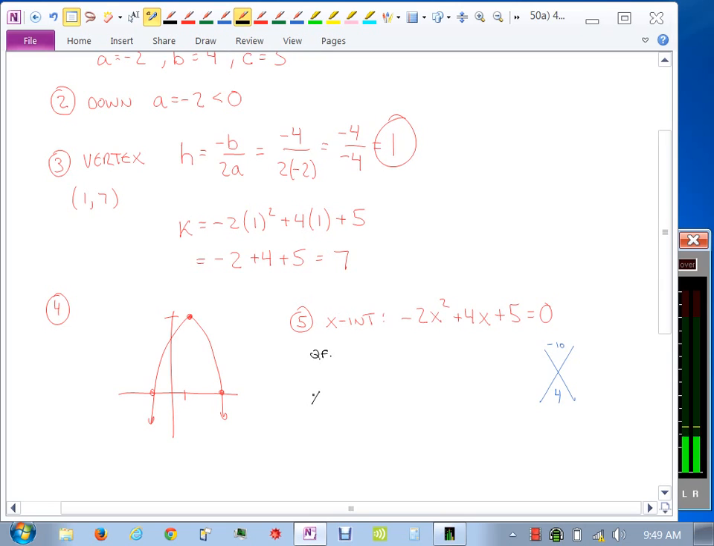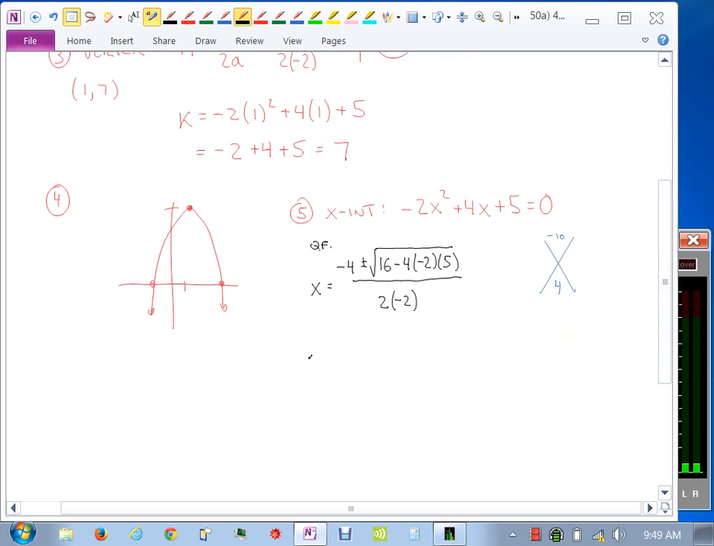We're going to have x equals negative b plus or minus the square root of b squared, which is 16, minus 4 times a, which is -2, times c, which is +5, all divided by 2 times a, which is -2. All right, I get my calculator out because I'm going to need it here. -4 plus or minus the square root.